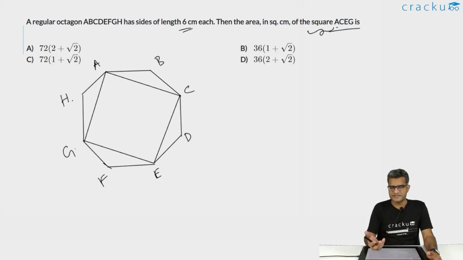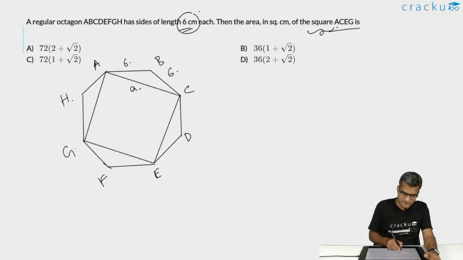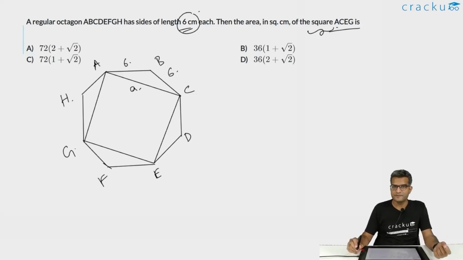You can also prove that it's a square, but once they tell us that it's a square, we just need to calculate each side of the square, because once you calculate the side of the square, area of the square is just the square of its side. AB is 6 centimeters, BC is 6 centimeters, because this is the side of an octagon. If you assume that the length of AC is say small a, the area of the square ACEG will be a square, which is what we are required to calculate.